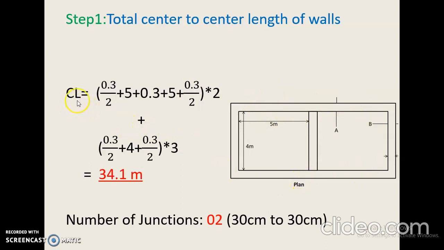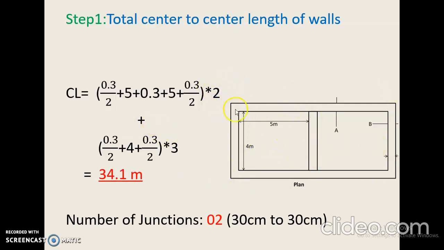Here, total centerline length. So let us consider this long wall in the horizontal direction. Now 0.3 is the width given. The center to center length of this one wall is 0.3 by 2 plus 5 plus 0.3 plus 5 plus 0.3 by 2. Now as you have 2 walls, just multiply by 2.